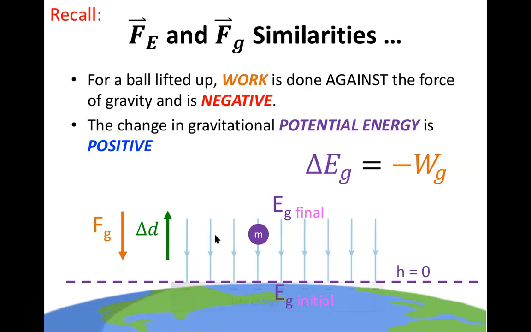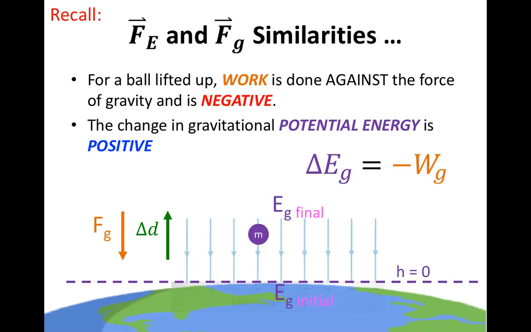And so it's negative work, but it's positive delta EG because we go from initial, which is a low value, to final, which is a high value. So when we do final minus initial, we get a positive. So work done by gravity is positive. FG and D are in the same direction. Stored energy is lost. EG gets smaller, lower to the ground.